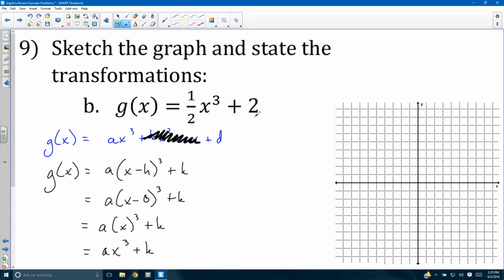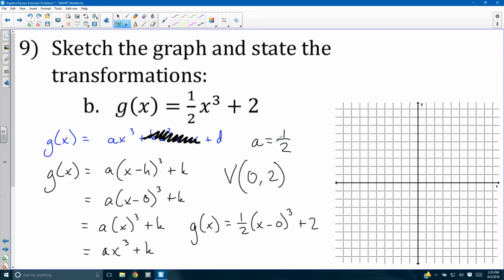So this constant appears to be my y-intercept. This 1/2 appears to be my stretch factor, and I don't appear to shift to the left or right at all. So what I do have or know, at least for my vertex, whether you're looking at it in this form, in fact, let me rewrite it in that form fully. G of x equals 1/2 times the quantity x minus 0, then cube that, and then plus 2. So my vertex is at 0, 2. My stretch factor is 1/2. Okay, so you're going to have to deal with some fractions here, if that's all right. So we're starting at 0, 2, right here.